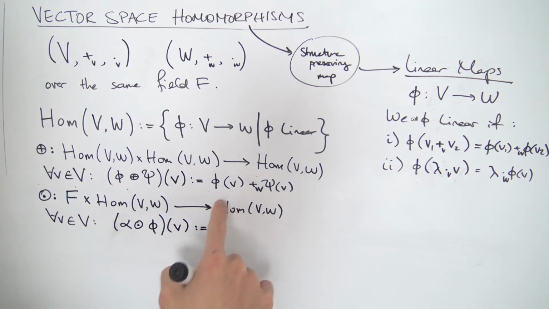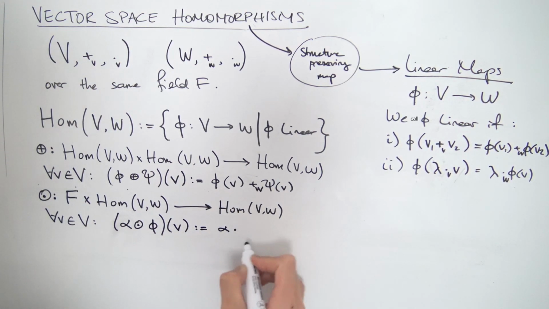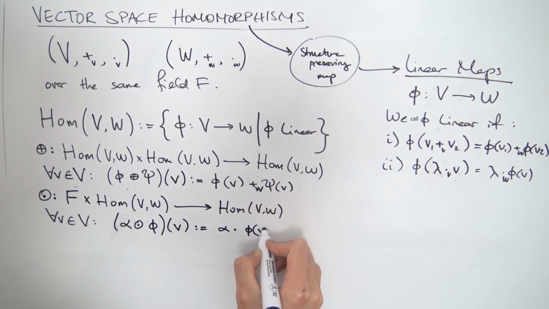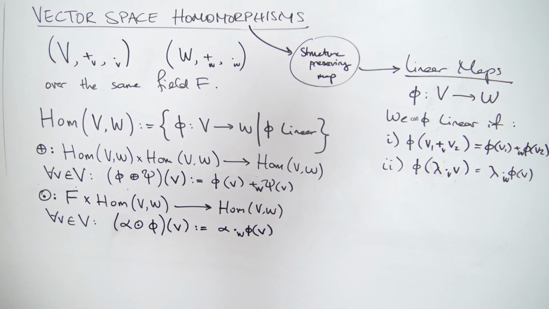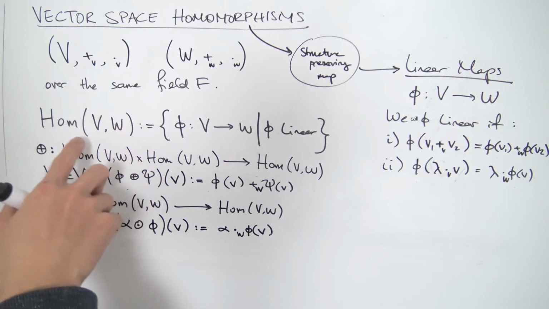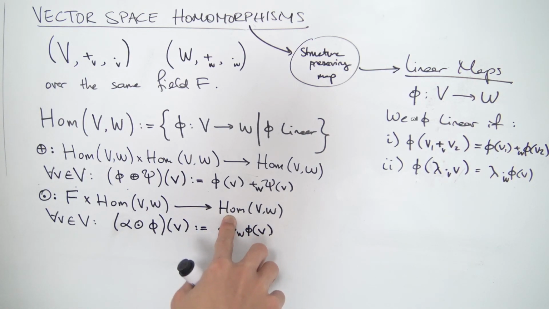Kind of similar to before, we're going to have alpha times phi(v). That's how we're going to define it. And of course, this times over here is the times on W, because phi(v) is clearly an element in W. So notice the field F that we want to construct our Hom(V, W) vector space over comes from the same field underlying V and W. So far we just have some random map, and now we have to show that it's linear in order for it to land back in Hom(V, W), so that the scalar multiplication operation closes.